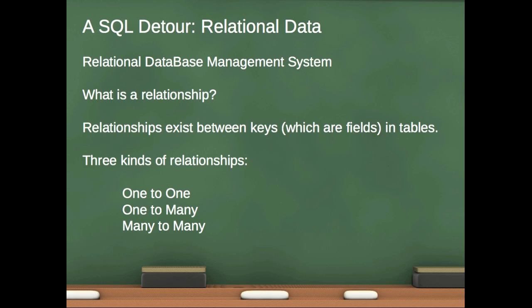So the question that should come to mind, especially if you have never worked with SQL, is what is a relationship anyway? Well, relationships exist between keys, which are fields in tables. Furthermore, relationships exist between particular rows in different tables. There are three kinds of relationships, and these three kinds are usually called one-to-one, one-to-many, and many-to-many.